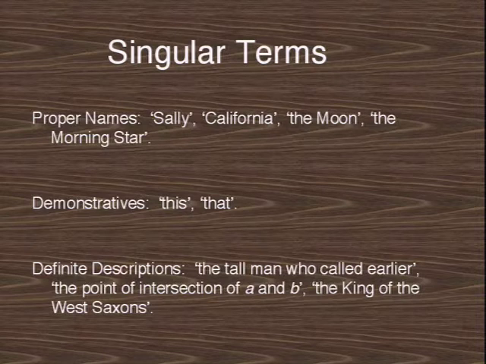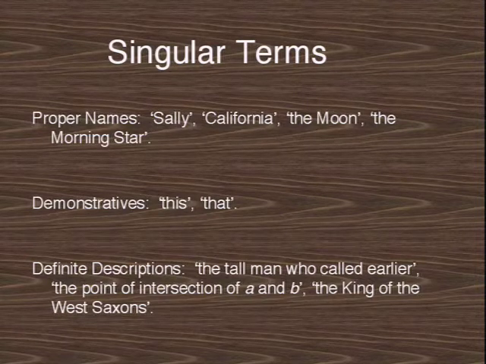And there's definite descriptions. I say, the student who came up at the end of last class to ask about arbitrariness, or the tall man who called earlier, or Frege's example, the point of intersection of A and B, or a king of the West Saxons. These all look like they are just singling out an object that you're then going to go on and talk about. So if I say the tallest person in the room, is that general or singular? Singular. Yeah, I mean it's hooking out an object for you to go on and talk about.